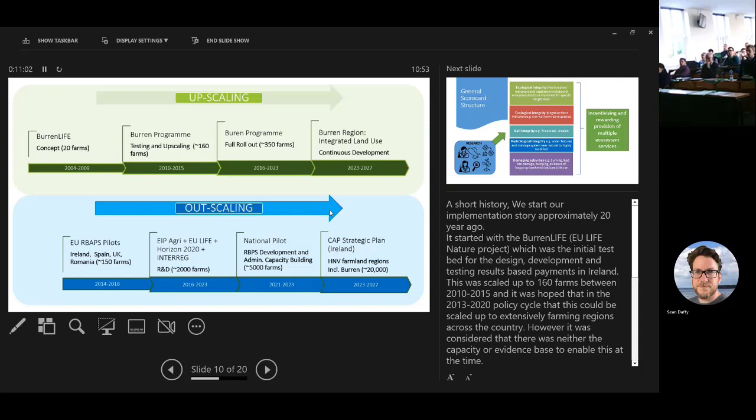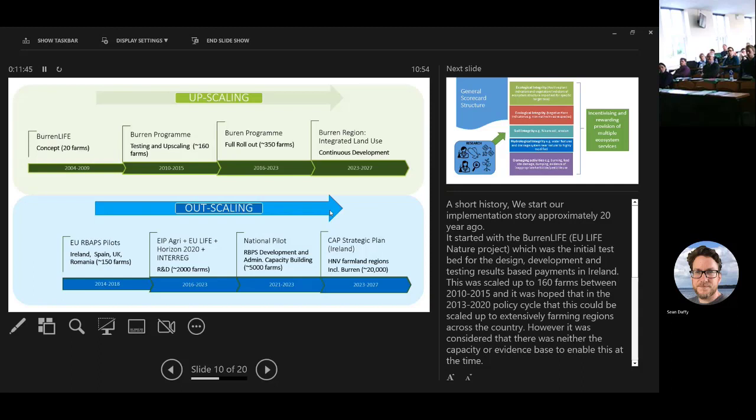In the Burn programme in particular, the initial testbed of the Life programme was scaled up to 160 farms in the Burn programme in the 2010 to 2015 period. Some of us that were working on this approach at the time hoped, in 2013 we produced a number of reports, that this would be rolled out on a wider basis at that stage, particularly to upland commonage areas, for example. But the decision was made, and in hindsight it was probably the right one, that we didn't have the capacity or the knowledge base at the time to transfer what was happening in the Burn context in relatively small areas in other parts of Europe and scale that up to the whole country without huge risks.